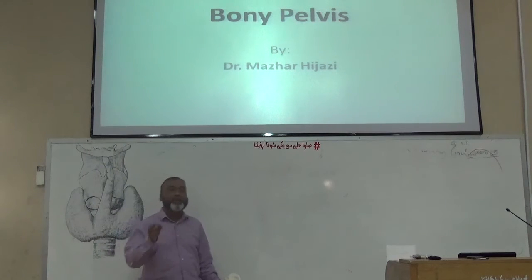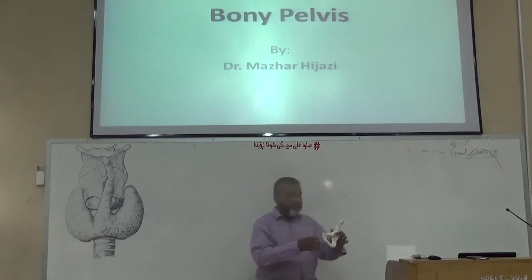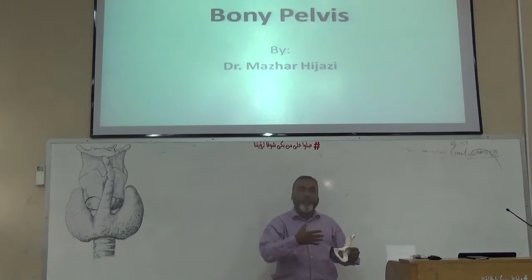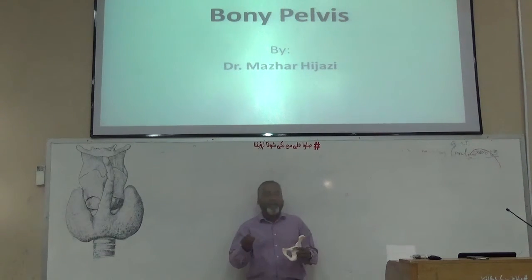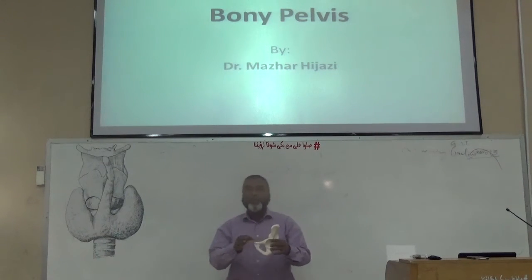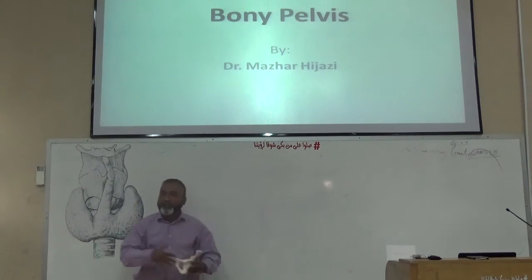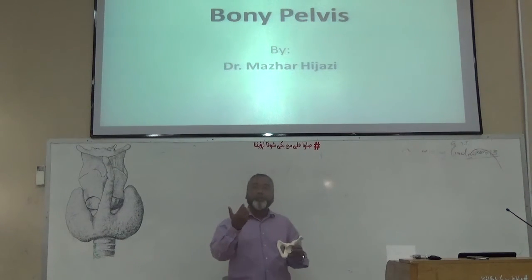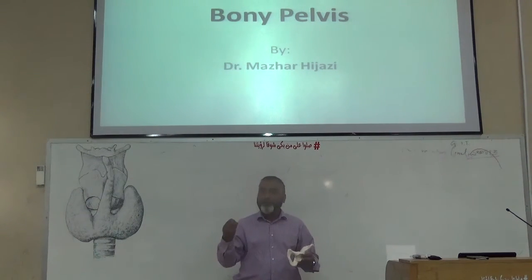They are named the hip bone, which lies anterolaterally. Then in the posterior part we have the sacrum and the coccyx. The hip bones are a pair, one on the right side and one on the left side, while the sacrum and the coccyx are the 2 individual bones.